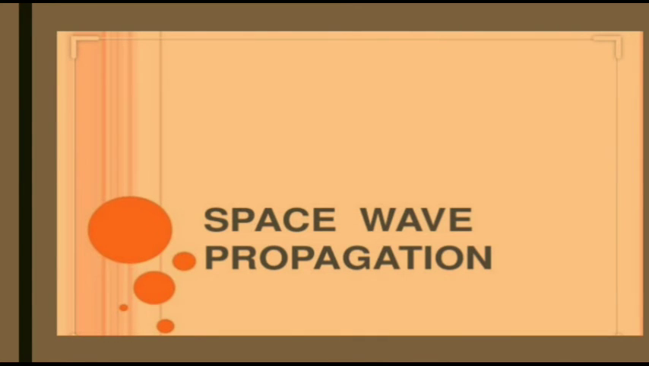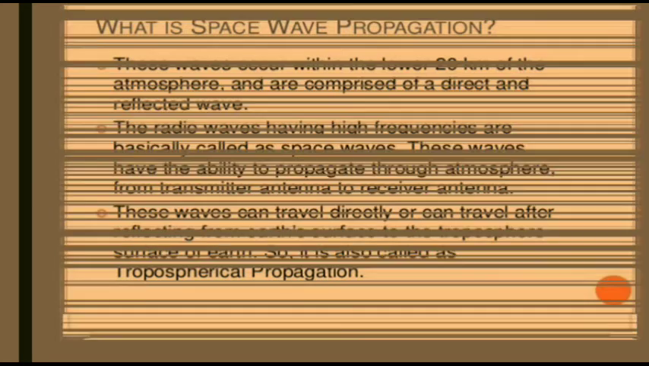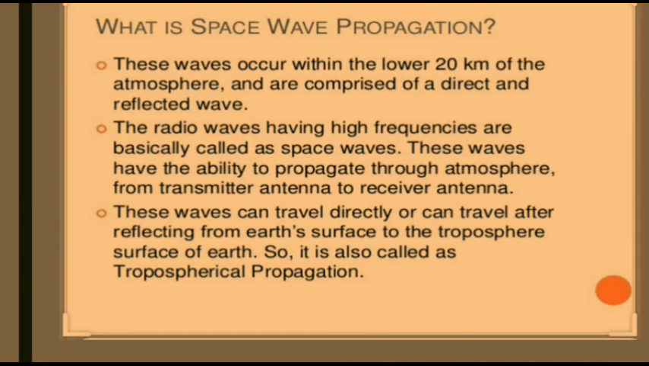Then the last one is space wave propagation. What is space wave propagation? These waves occur within the lower 20 kilometers of the atmosphere, and are comprised of direct and reflected waves. The radio waves having high frequencies are basically called space waves.